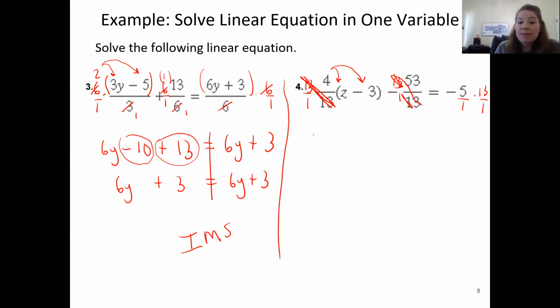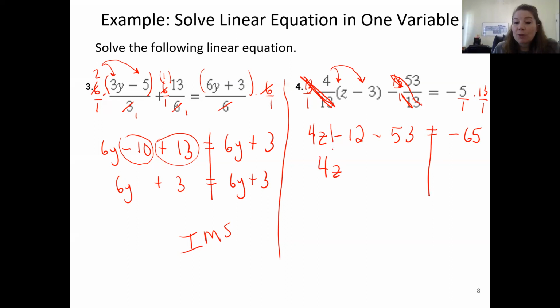I'm going to bring down 4 times z. 4 times minus 3. I see a minus sign right there. My 13s canceled, so I'll bring down my 53. Equals, well, those are just ones on the bottom, right? So I'm just multiplying negative 5 times 13, which is what, 45? Nope, 65. So a negative times a positive is a negative. So that's negative 65. All right, so we're going to bring down our 4z.